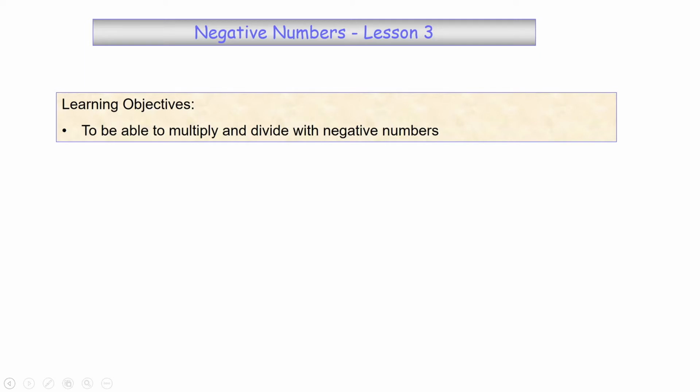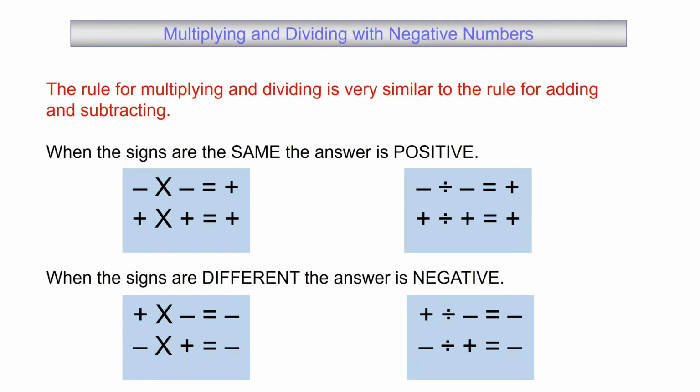So for this lesson on negative numbers, the learning objectives are to be able to multiply and divide with negative numbers. The rule for multiplying and dividing is very similar to the rule for adding and subtracting. When the signs are the same, the answer is a positive. So if we have a negative number multiplied by a negative number, those two signs are the same. The answer is going to be a positive number.